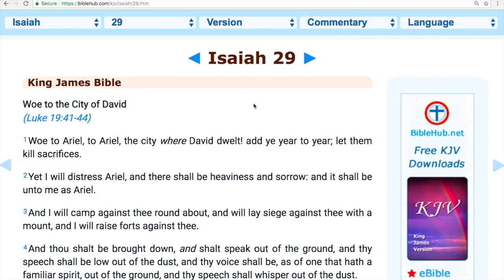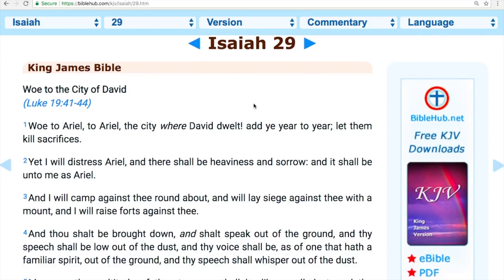We also have heard this in canonical texts, one being Isaiah 29. Woe to Ariel, the city where David dwelt. Add ye year to year, let them kill sacrifices. Here Ariel is referring to the city of Jerusalem. Yet I will distress Ariel, and there shall be heaviness and sorrow, and it shall be unto me as Ariel.